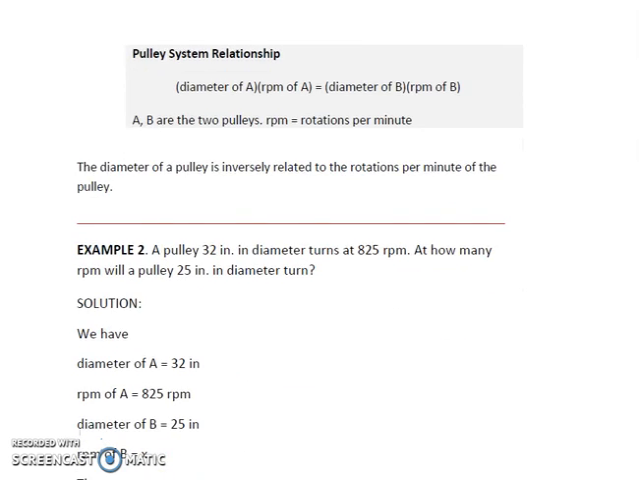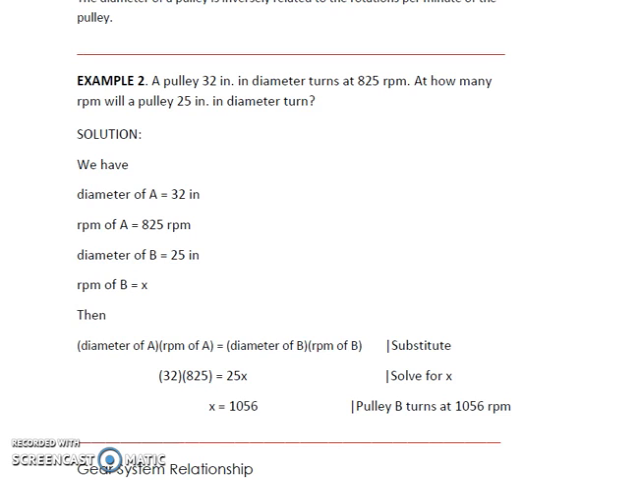Example 2. A pulley 32 inches in diameter turns at 825 rotations per minute. At how many rotations per minute will a pulley 25 inches in diameter turn? We have diameter A equal to 32 inches and rotations per minute of pulley A equal to 825 rotations per minute. We're also given that the diameter of pulley B is 25 inches. But we don't know what the rotations per minute of pulley B is, so we'll call it x.